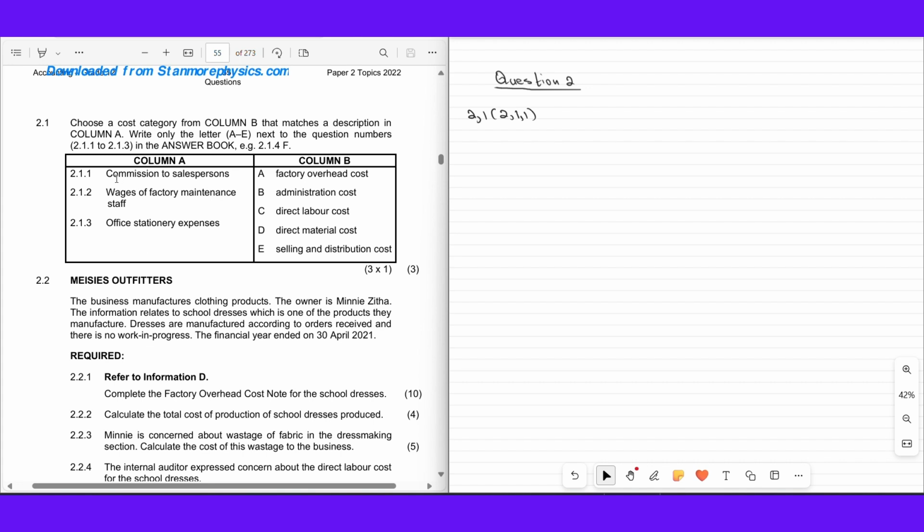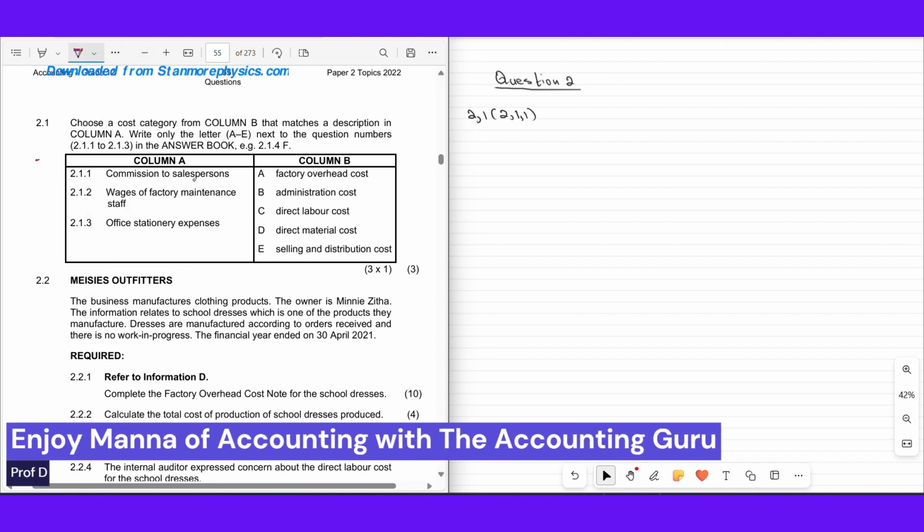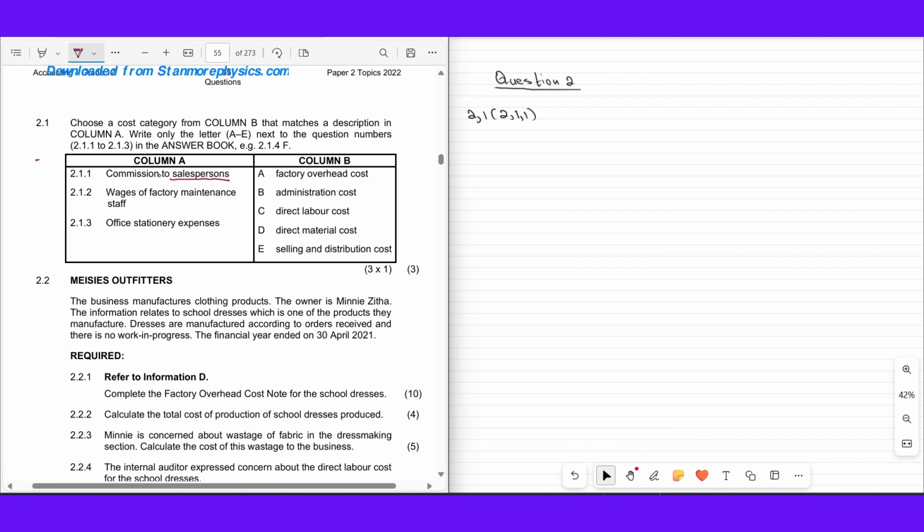So they are saying that commission of sales person. So this one is very simple. Remember I told you whenever you see sales person, think of selling and distribution. So this will be E. So we are going to write E.